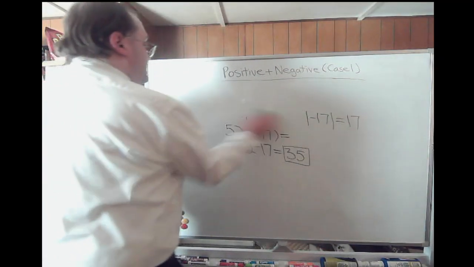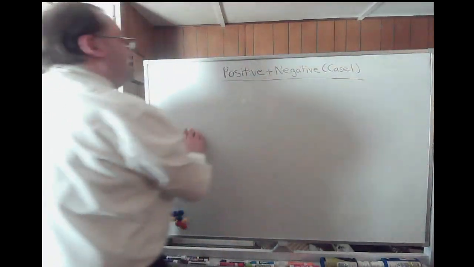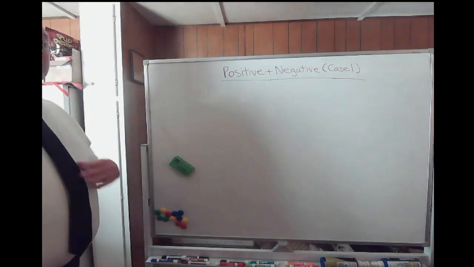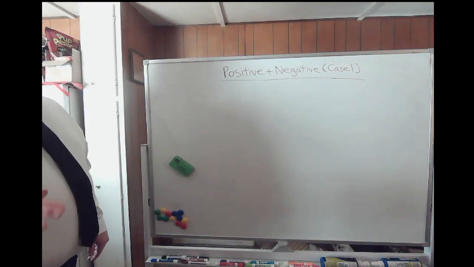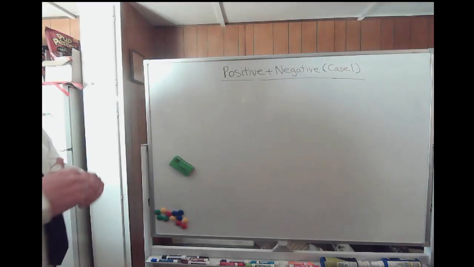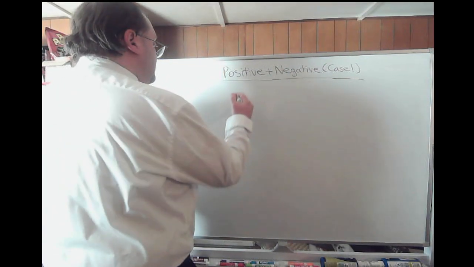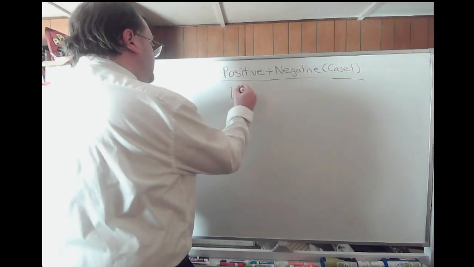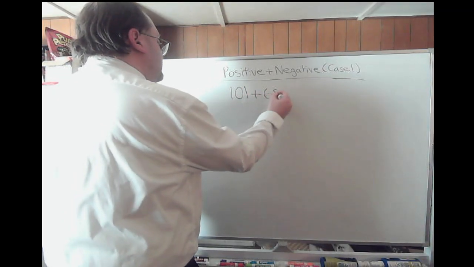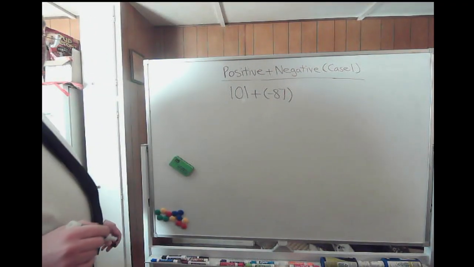I got some more examples of case 1 here. I know it can get a little confusing when working with negative numbers, but if you can first determine the nature of your solution, that is going to help you immensely, okay? Let's say I have 101 plus negative 87, right? I have 101 plus negative 87.